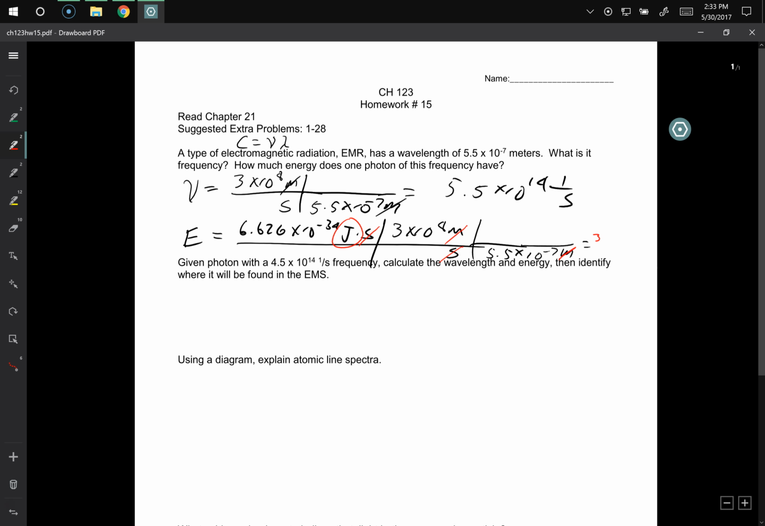So this is 3.6 times 10 to the negative 19th joules. Are we okay with how I did that? Nobody wants to say anything about that?